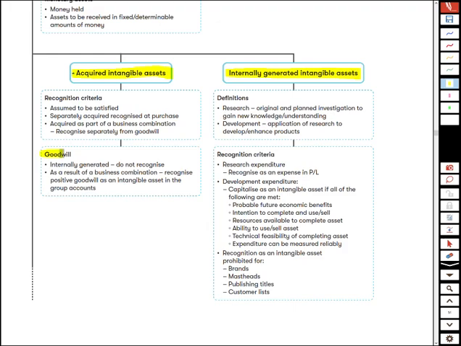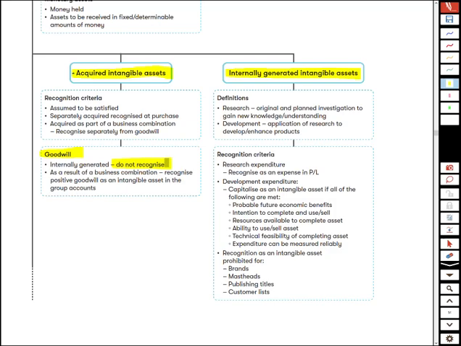And then with our goodwill, remember we said, again, there's two bits. If you buy some goodwill when you purchase another business, that's fine. It's acquired intangible, so you can capitalise it. If you generate the goodwill yourself, then you are not allowed to capitalise that.